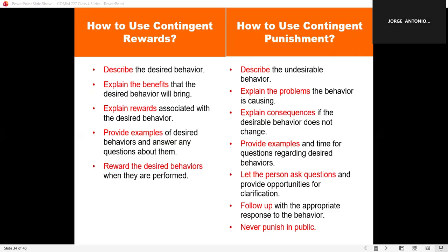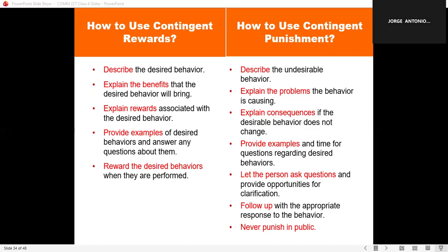For instance, a professor might explain what an excellent individual report should look like, as I should do. Most importantly, leaders must actually deliver the reward when the behavior occurs in a reasonable time. For contingent punishment, there are parallelisms.